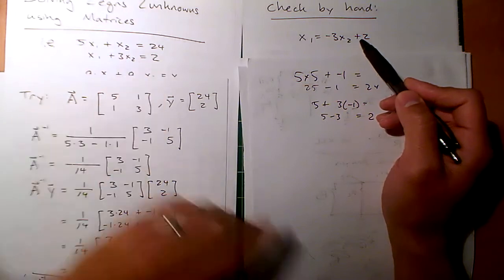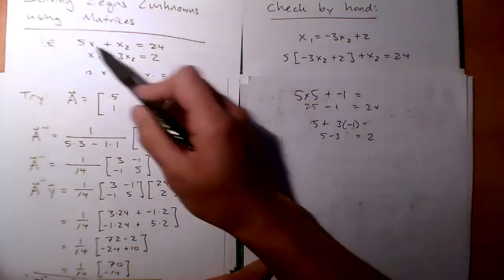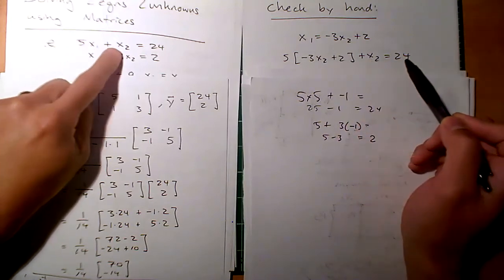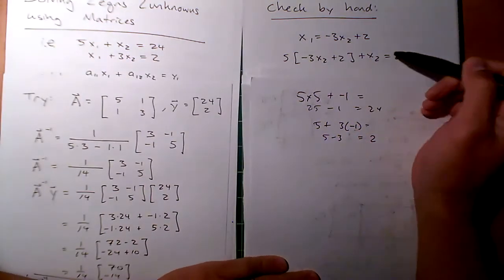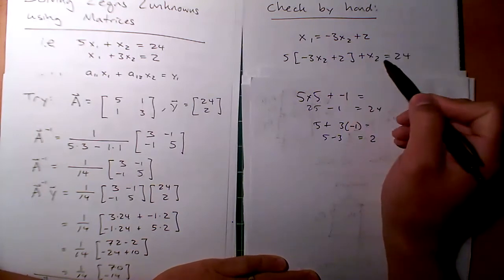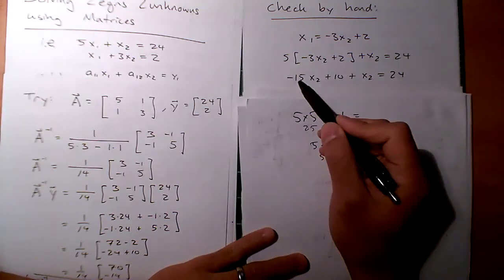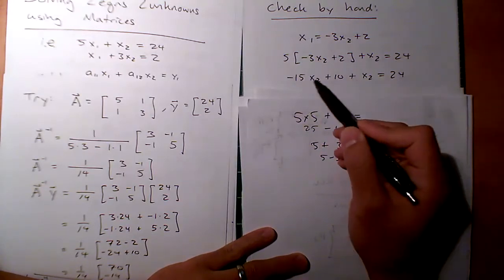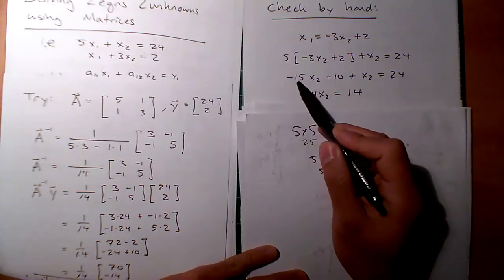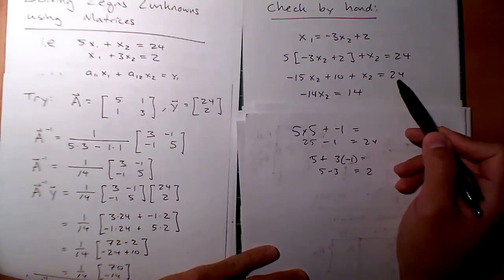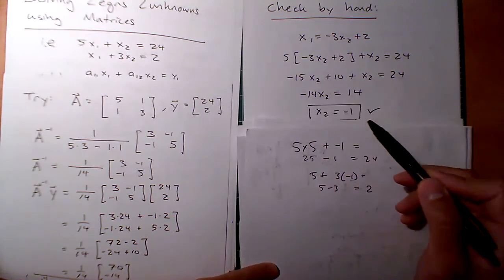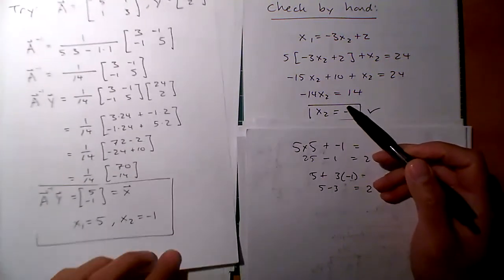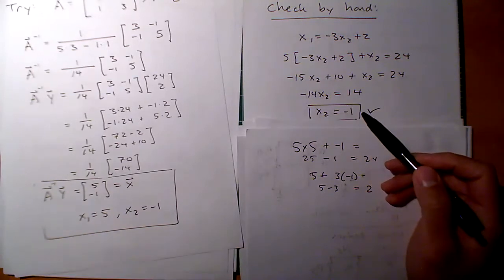Yeah, okay, no problem. I plug it into the top one. 5 times this answer, -3x2 plus 2, plus x2 equals 24. Good. Now it's just a matter of crunching. So, okay, one equation, one unknown, no problem. Okay, -15x2 plus 5 times 2 is 10, plus x2 equals 24. Good. Bring the x2's together. So I get -14, then bring the 10 over, 14. So it looks like x2 is going to be -1. Is that what we got here? It is. Nice. So we're seeing consistency.